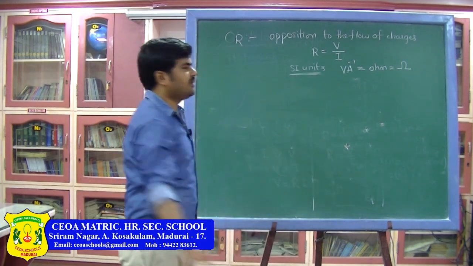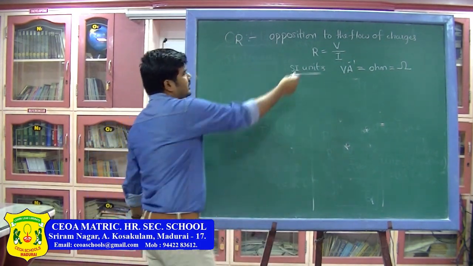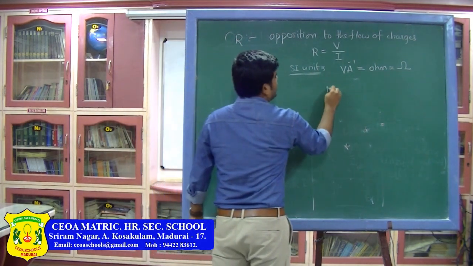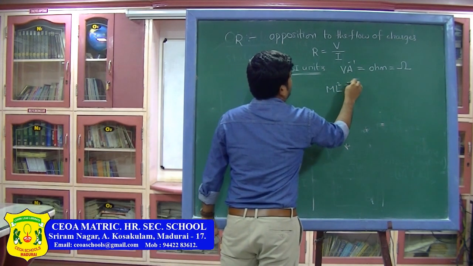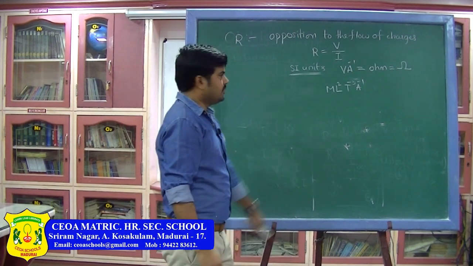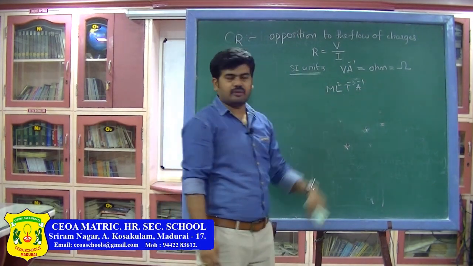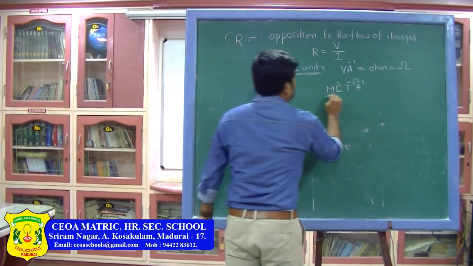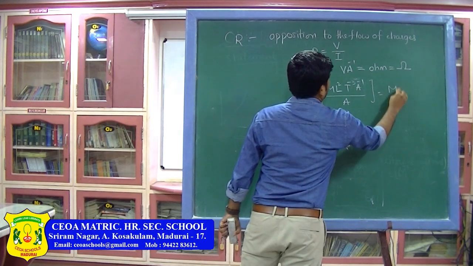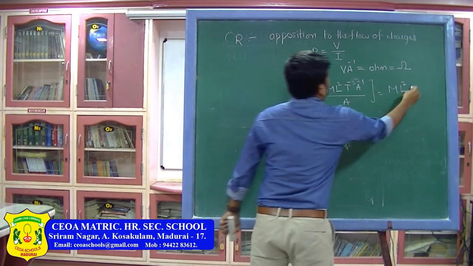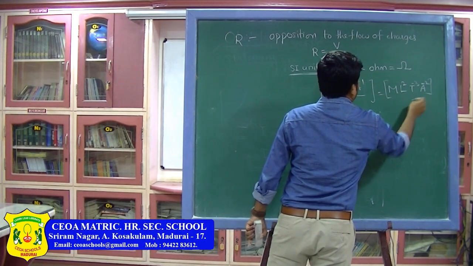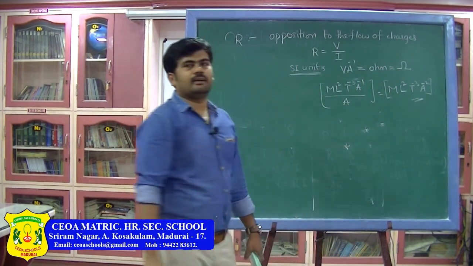Now, the dimensional formula for electrical resistance. We know the dimensional formula for potential difference is M L^2 T^-3 A^-1, because it is work done per unit charge. Taking that, you get the dimensional formula for voltage divided by the dimensional formula of current, A. Simplifying this, you get M L^2 T^-3 A^-2 as the dimensional formula for the physical quantity electrical resistance.